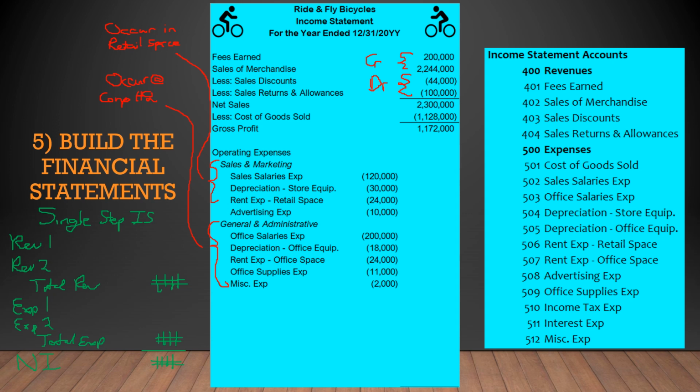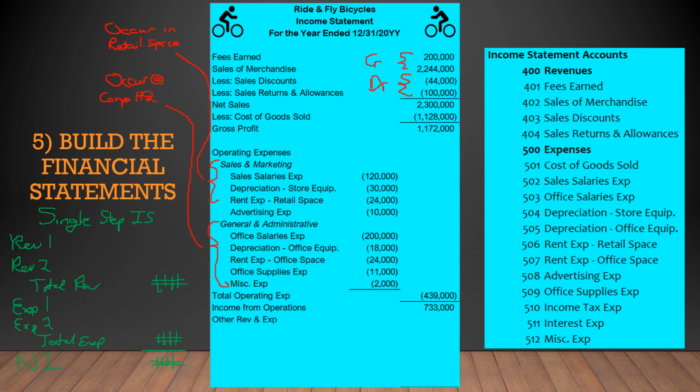Then we sum all of our operating expenses and subtract that amount from gross profit to arrive at income from operations. This is just what it sounds like. How much money did we earn through conducting our business activities?